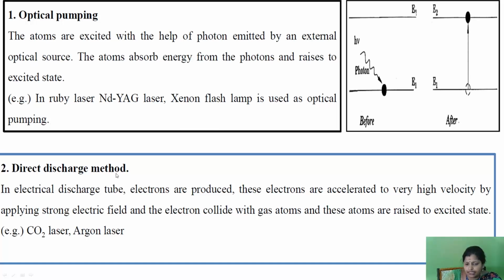Second one, direct discharge method. In this method, an electrical discharge tube is used and electrons are produced. The electrons are accelerated to very high velocity by applying a strong electric field, and the electrons collide with gas atoms, and those atoms are raised to the excited state. For example, carbon dioxide laser and argon laser.